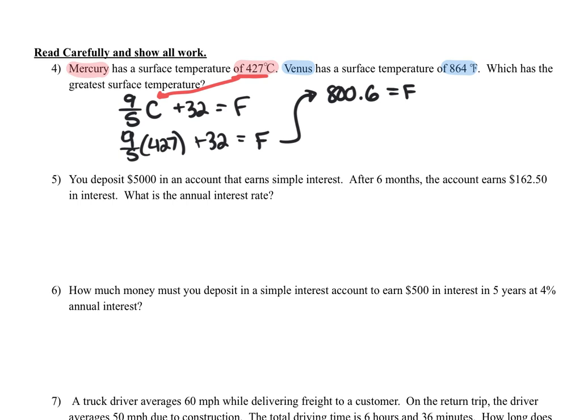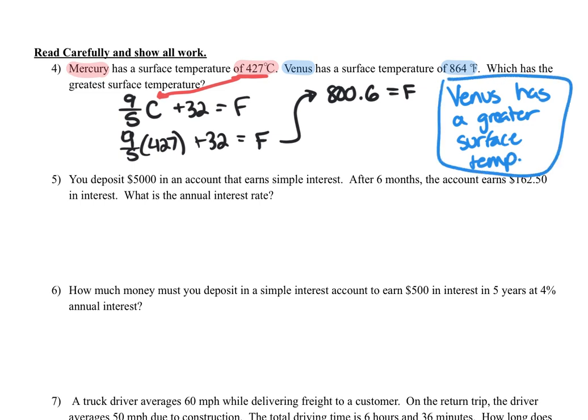So now they're both in Fahrenheit. Which one is the greater temperature? Venus, yeah. So we write Venus has a greater surface temp. Okay, because they're at 864, which is bigger than 800.6.